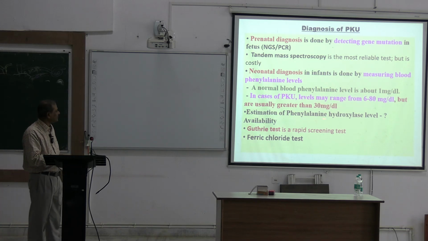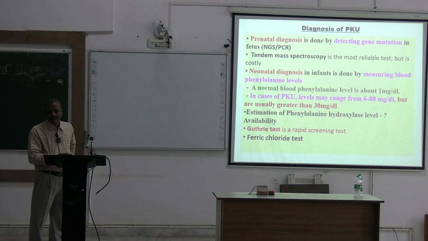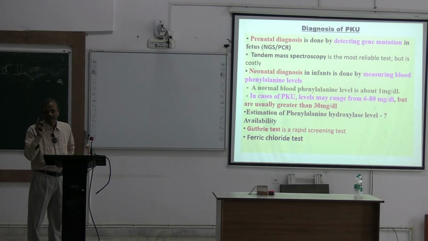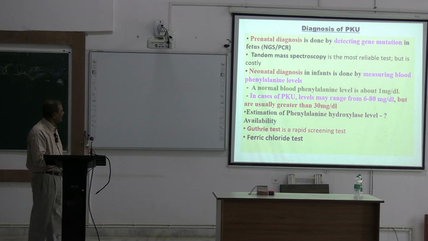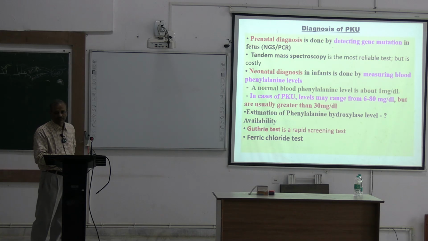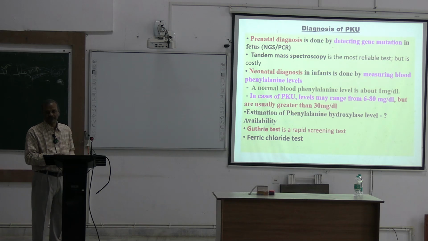Estimation of phenylalanine hydroxylase enzyme itself is a very difficult question. Where is it done? We talk too much in the theory, but in reality, if you want to do that test, it is not done here, it is not done there, it is not done that. Guthrie's test, which I will be telling you, is a rapid screening test, and then the ferric chloride test is a crude test, it is not a specific test.